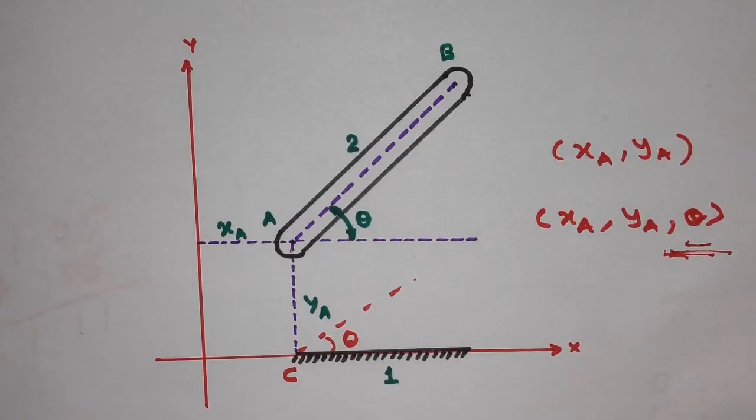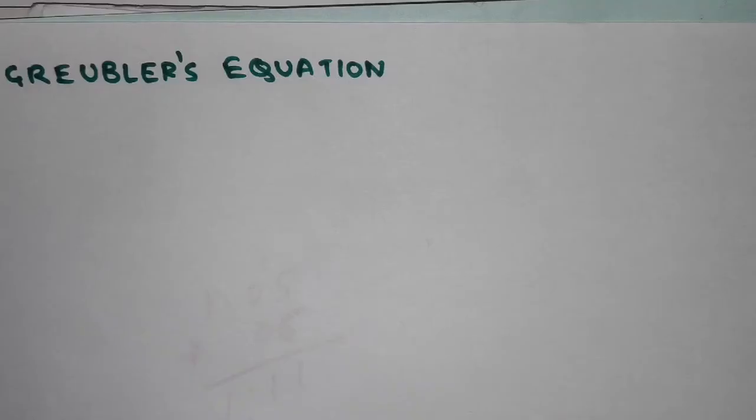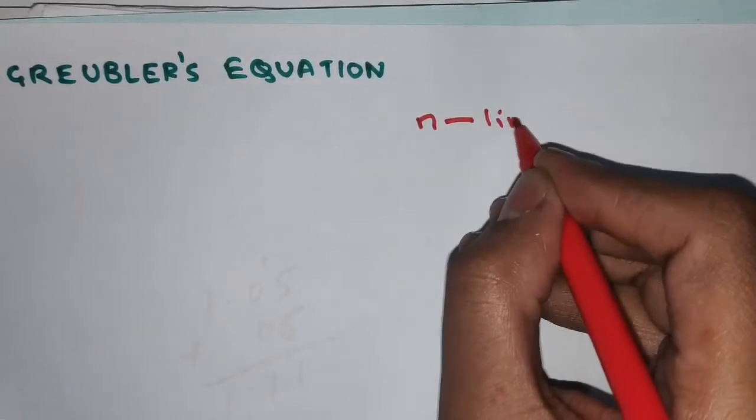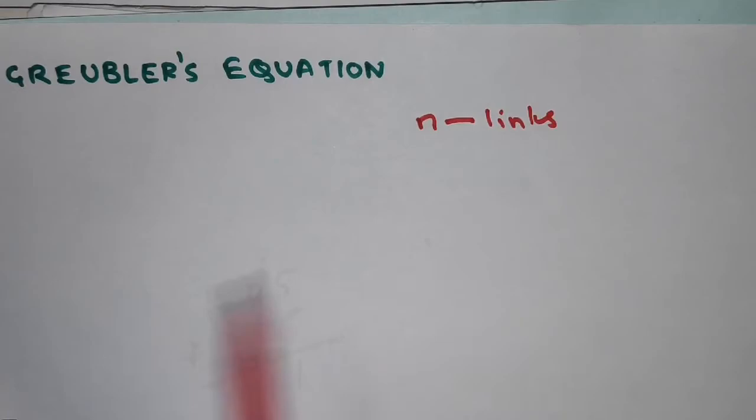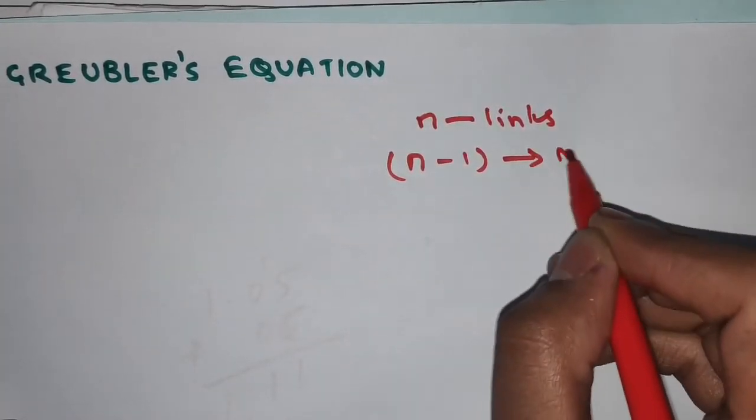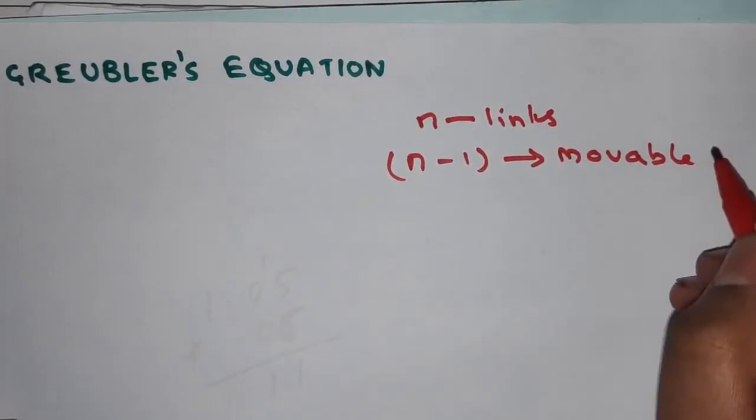Now let us see what is Grubler's equation. So let us see this Grubler's equation. So assume a mechanism having n links. Now we fix one of the links. So suppose the mechanism has n links, and when one link is fixed, the number of movable links will be n minus 1. So this will be the number of movable links.